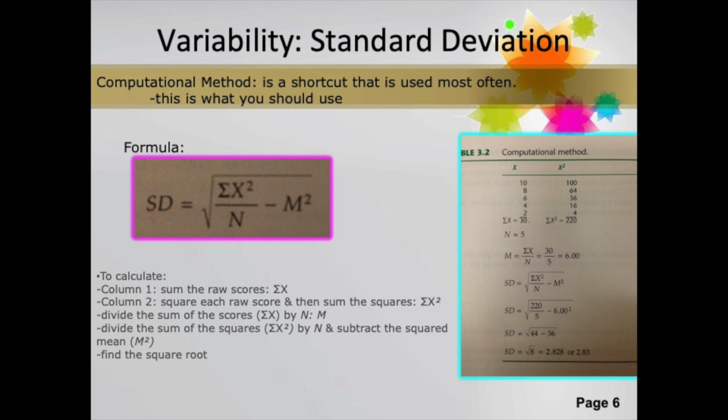The difference is that we are not going to calculate the deviation score. Instead, we're just going to square each raw score, add them up, divide by n, and then subtract the mean squared and take the square root. Go ahead and grab your measures of variability worksheet back out, and we will do a demonstration of how to calculate the standard deviation with the computational method, which is the one we're going to use.